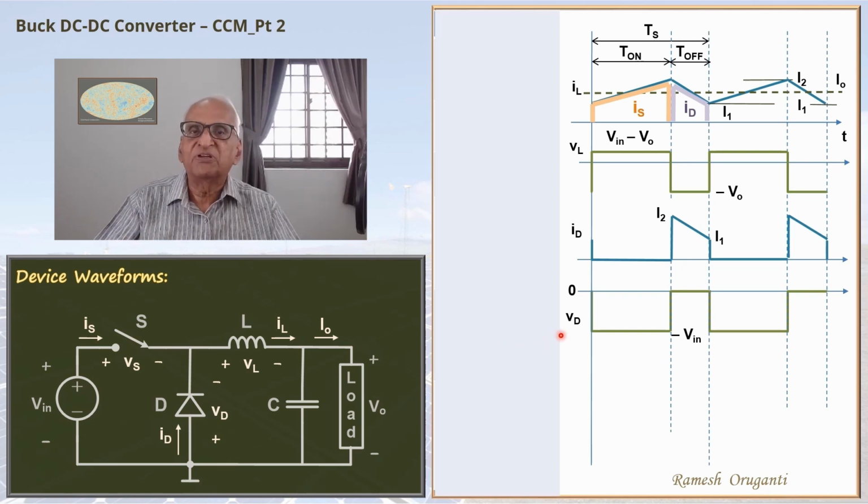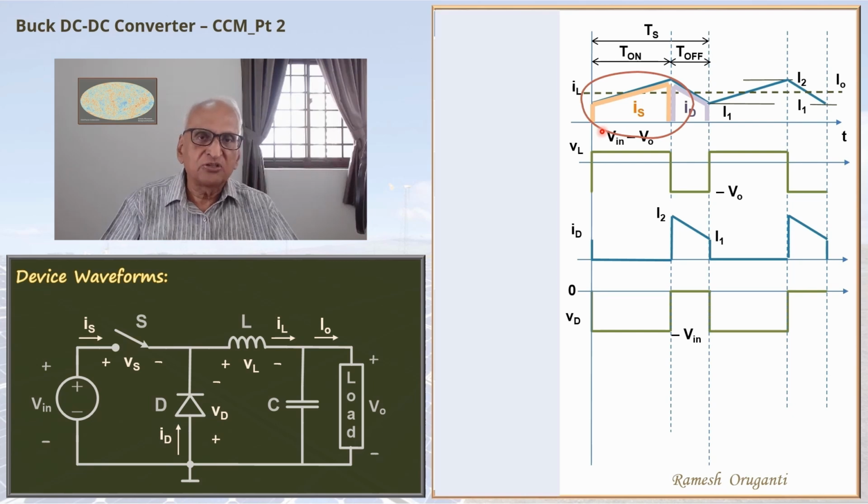The magnitude of the voltage is equal to the source voltage itself. Next, we can plot the switch current waveform. The switch current waveform is the inductor current during the T-on interval. A part of the inductor current for the duration of T-on flows through the switch.